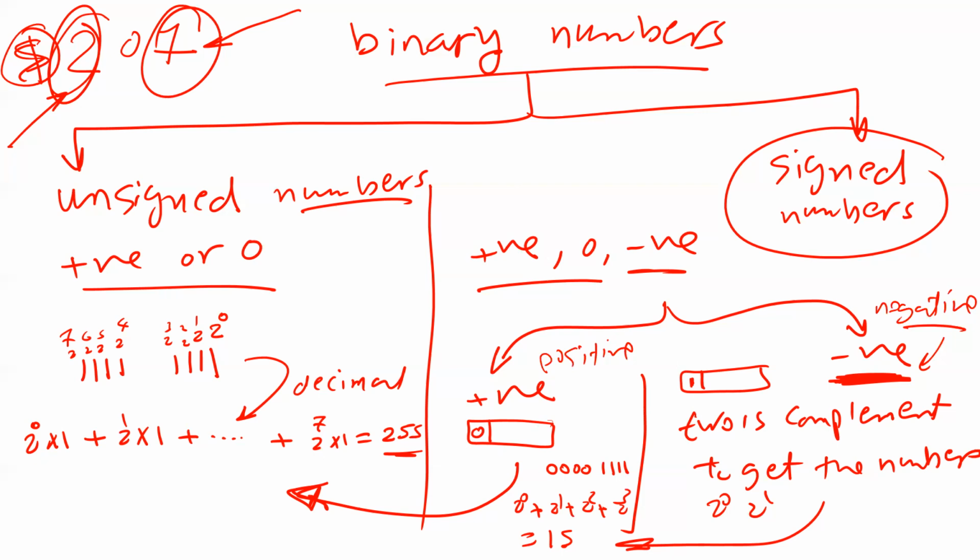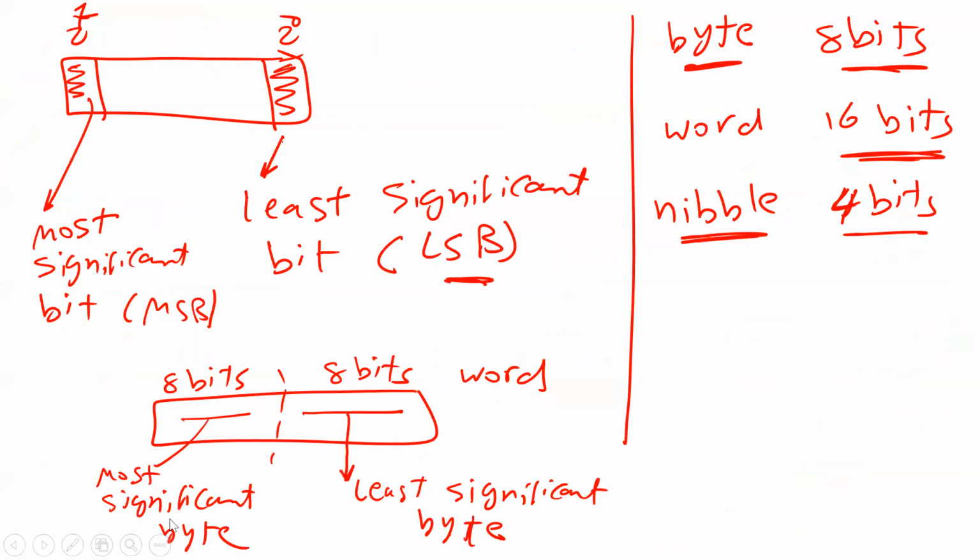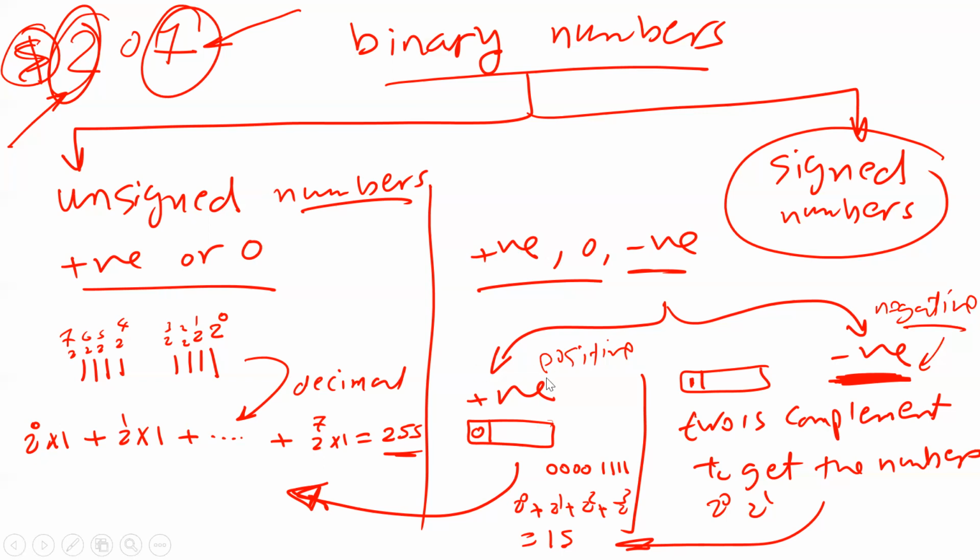If it is unsigned, don't think about it. It cannot be negative. It's unsigned, so don't think about it. Now, you give me a number, you tell me this number is signed, and I want to convert it to decimal.